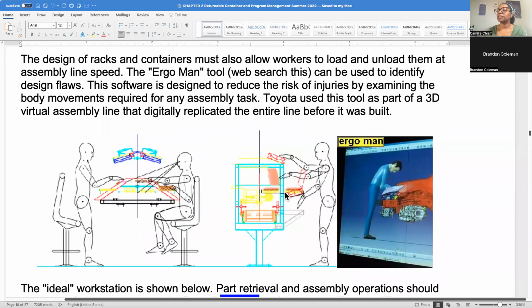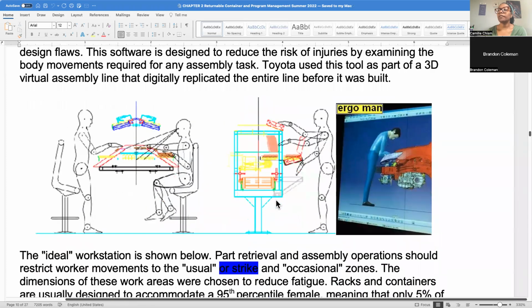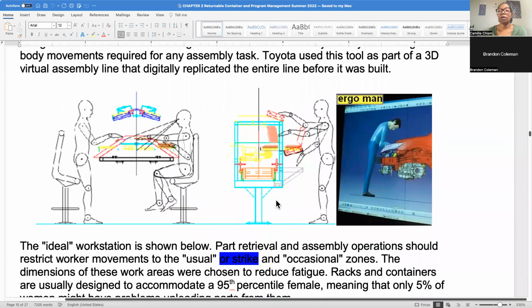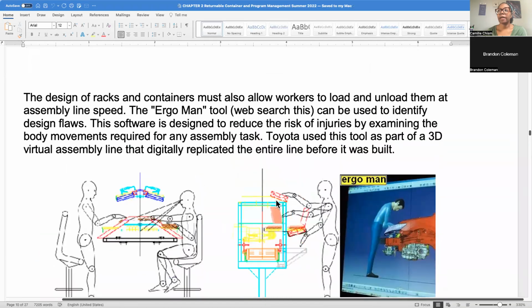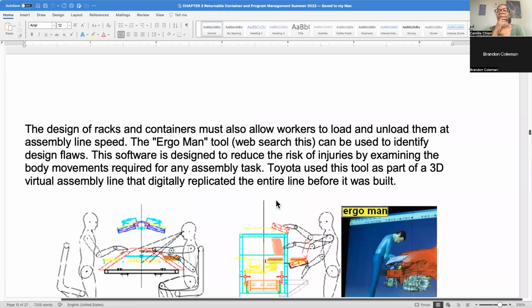How much turning is there? How much bending is there? Can your packaging resolve some of that? Or is your packaging going to make it more difficult for either packing at the tier or unpacking at the OEM?